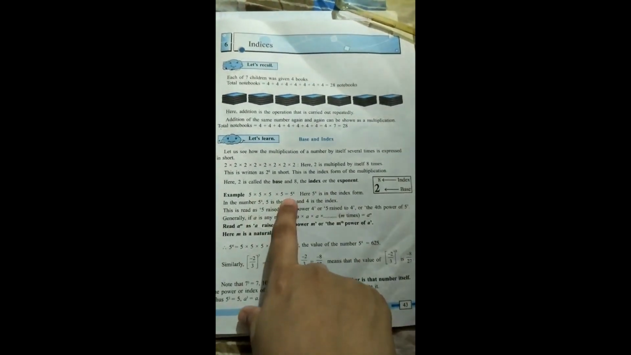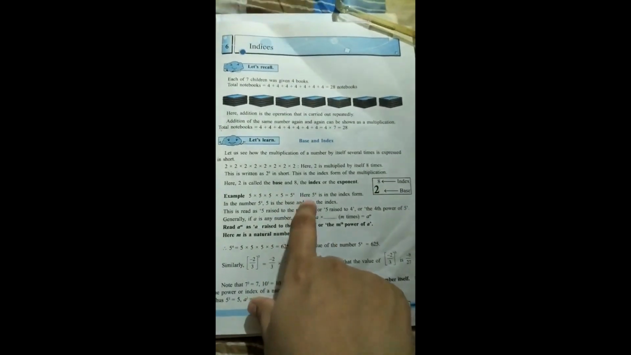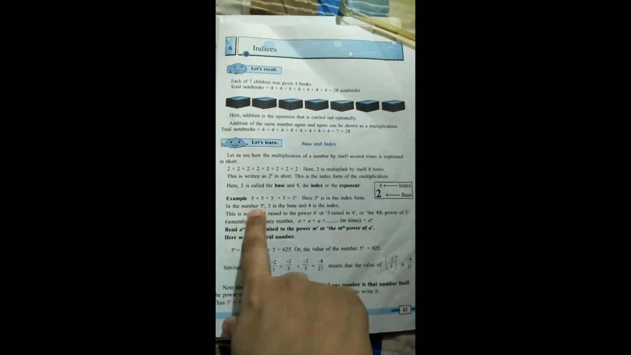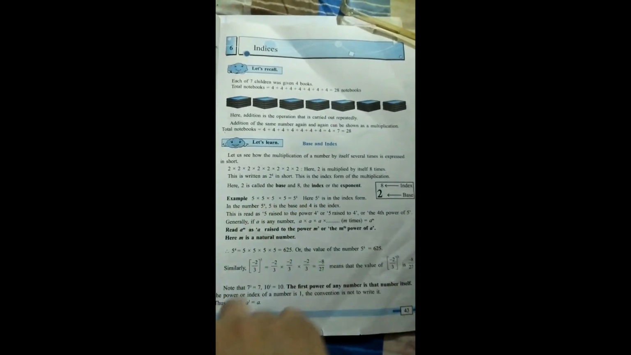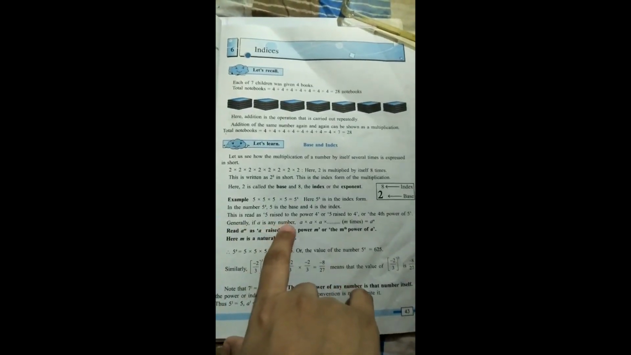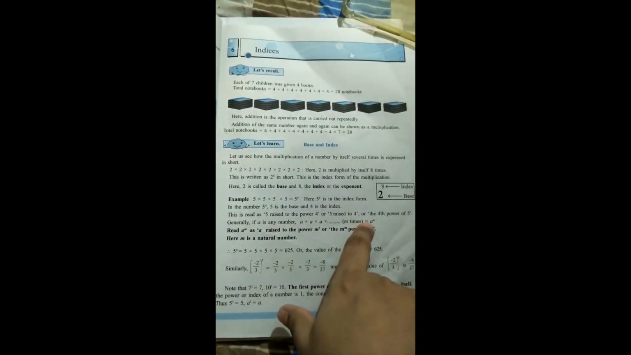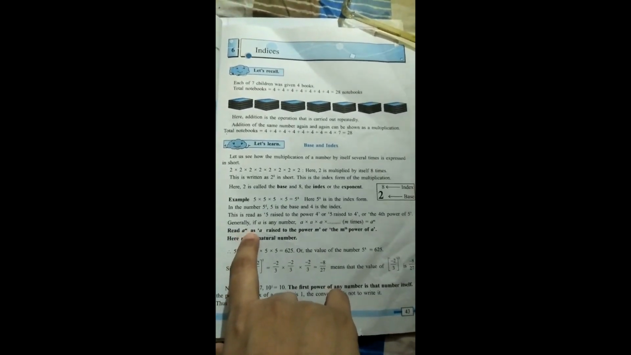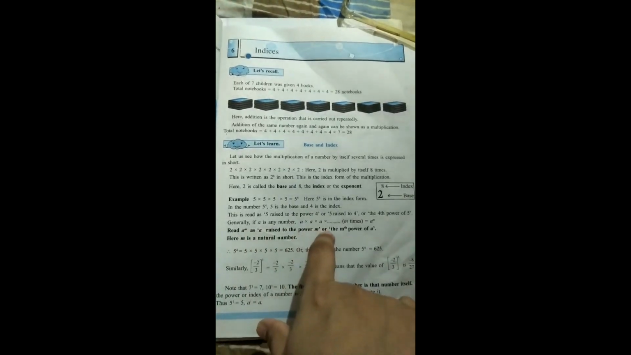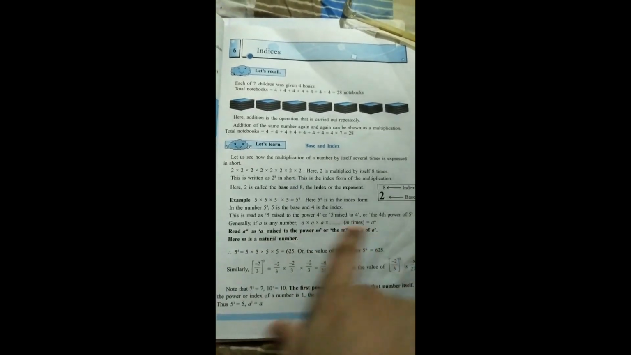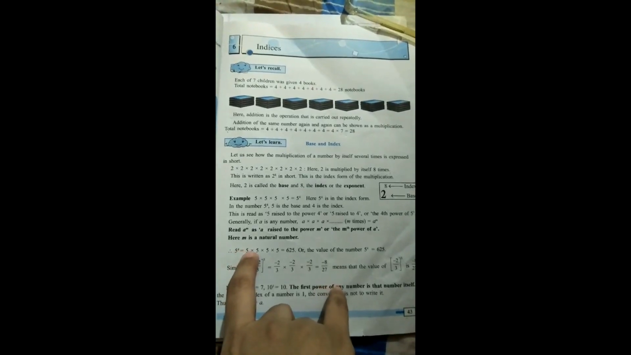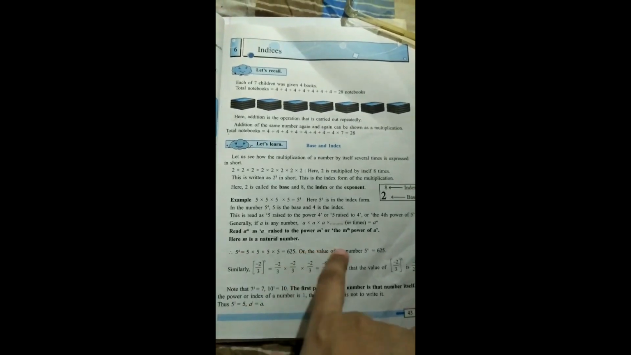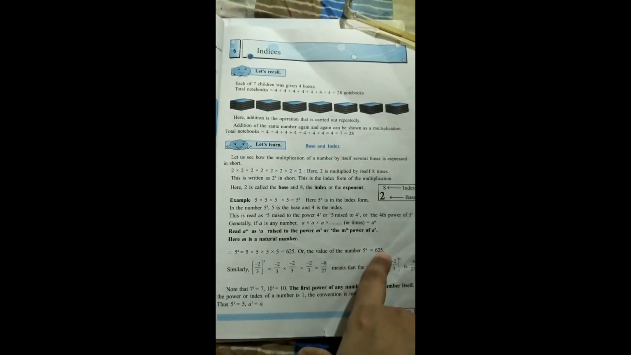In the same way, here 5 is the base and 4 is the index. Here 5 raised to 4 is in the index form. In the number 5 raised to 4, 5 is the base and 4 is the index. Generally, if a number a into a into a, m times, equals a^m, we read a^m as a raised to the power m, or the mth power of a. In the same way, 5 raised to 4 equals 5 into 5 into 5 into 5. What did we get as the answer? 625. The value of the number 5 raised to 4 is 625.